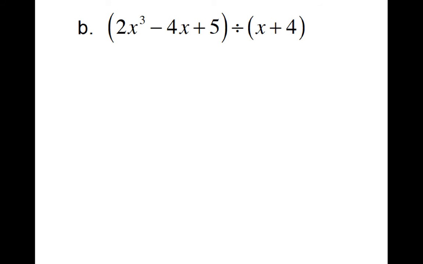For part B, notice we have 2x cubed minus 4x plus 5 being divided by x plus 4. This time we have a missing term with the x squared value. So when we write our coefficients, we have 2, we have 0x squared, a negative 4x, and a positive 5. This is synthetically being divided by x plus 4. When I set this to 0, I get negative 4.